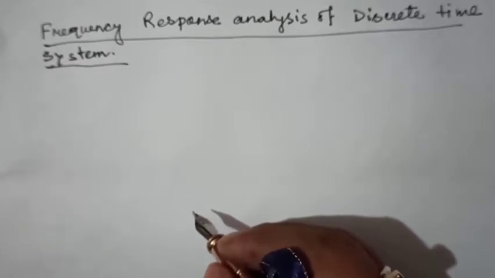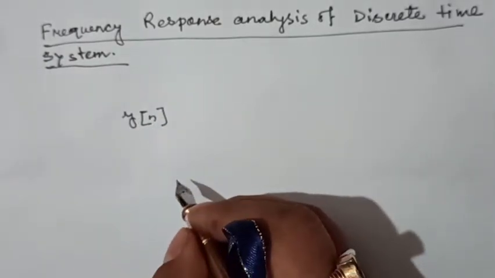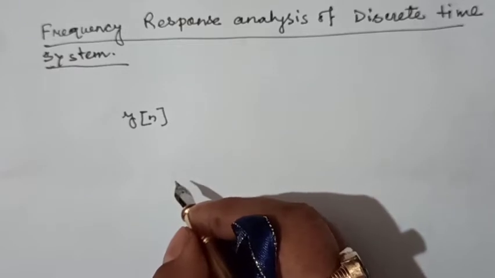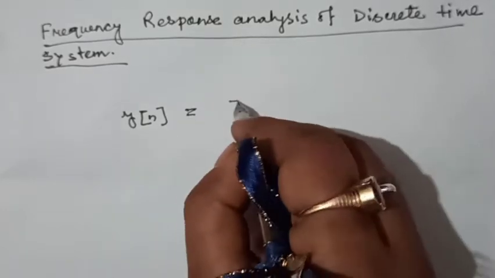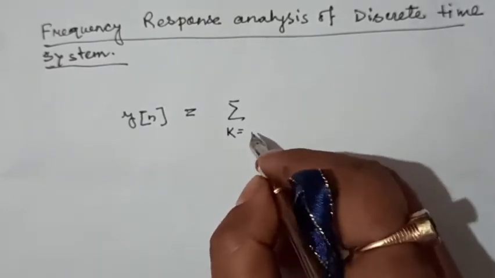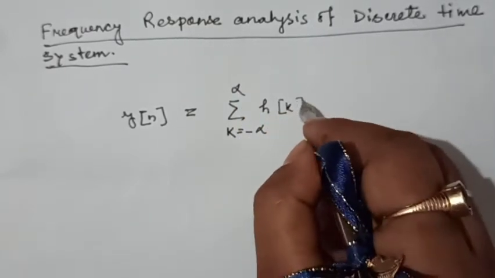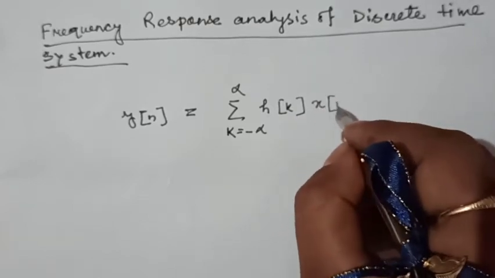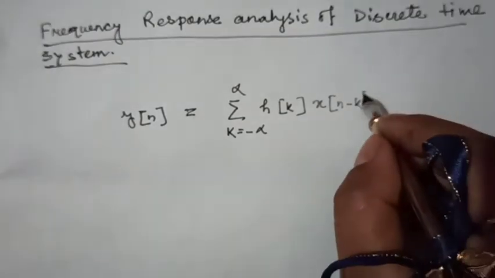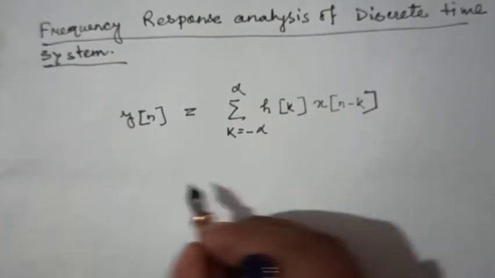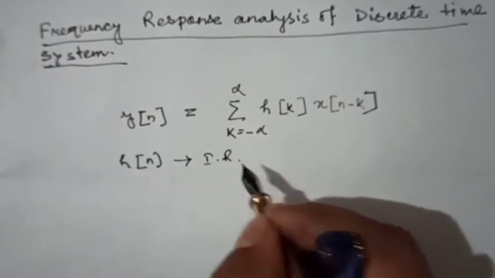Now, as we know, the output y of n of any discrete LTI system for known impulse response can be obtained by using the convolution sum as this. So summation over k equal to minus infinity to infinity in general, h of k. Since convolution is commutative, we can write h of k first, then x of n minus k, or x of k into h of n minus k, same thing, because convolution is commutative. Where h of n is the impulse response of the system.